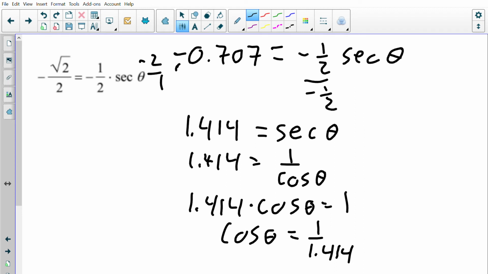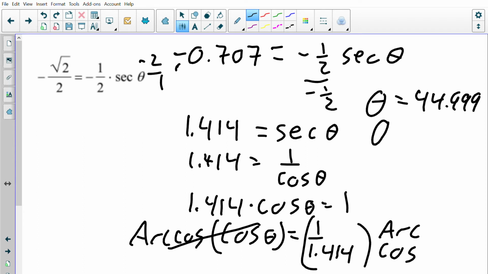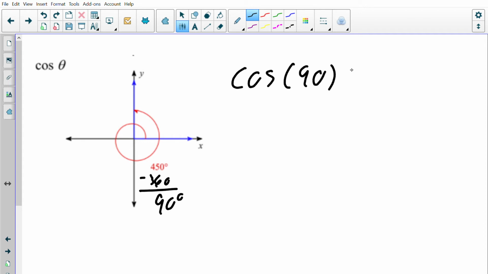Okay? And then my last step is to do arccosine to both sides. That will make this cancel and leave me just with theta. And then the arccosine of 1 over 1.414 I found to be 44.999. So I'm guessing my rounding here, it should have gotten me to 45 degrees. Okay, so my reference angle is going to be this 450 minus 360. And then I get 90 degrees. And then I'm going to just do cosine. Theta is 90 degrees. And when I do that, I get 0.